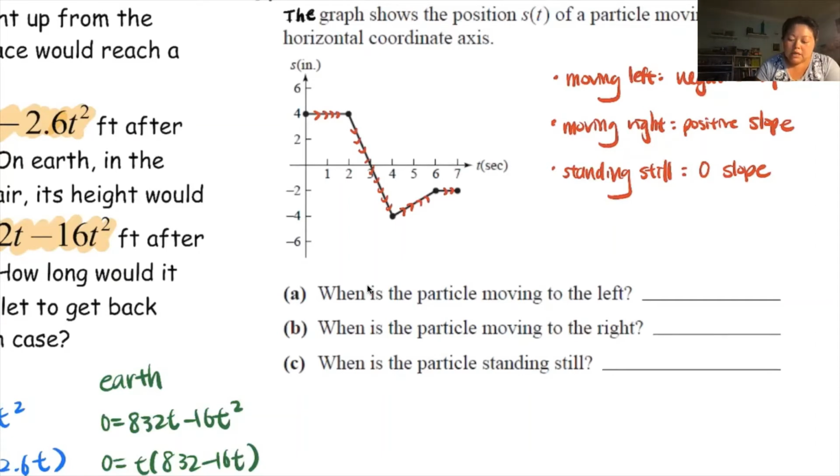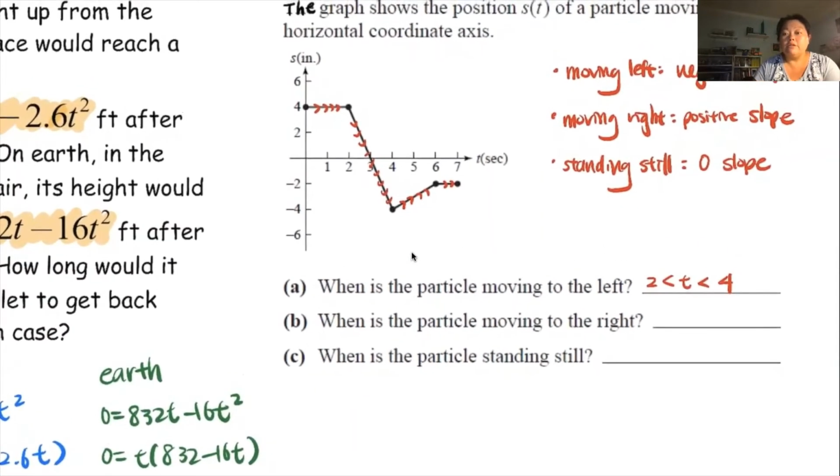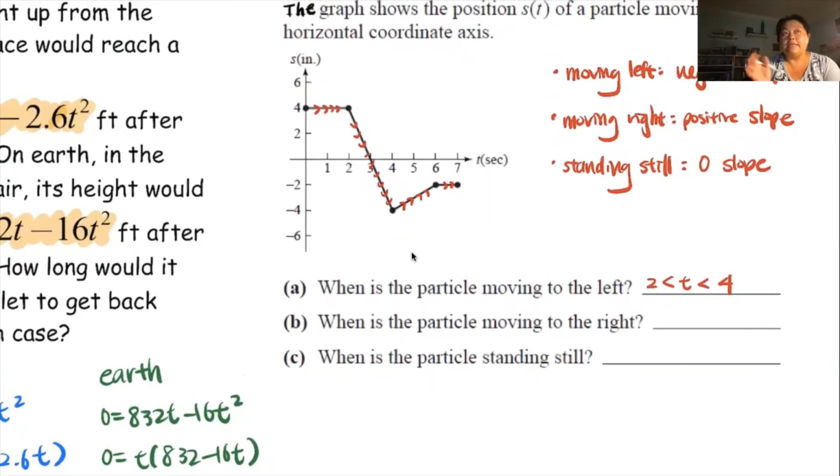You can write that t is between 2 and 4. Don't include the ends, right? Do not include the 2 and the 4, because the particle is really not positive or negative at those two ends, right? So you don't want to include the ends, so you want to have less than, not less than or equal to, okay?